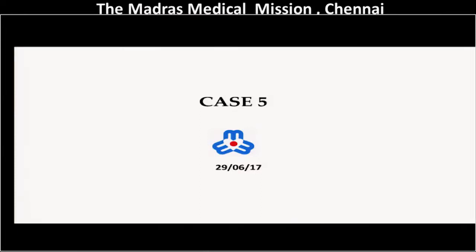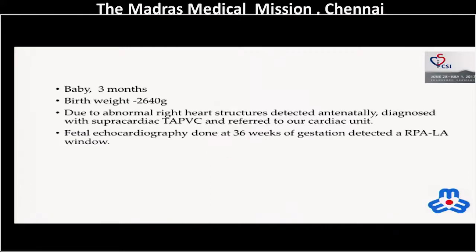Good afternoon, everybody. This is Sean. I'm going to be taking you through the clinical presentation of the next case. This is a baby 3 months of age, current with a birth weight of 2.6 kilograms. Due to an abnormal right heart structure detected antenatally, the baby was diagnosed with supracardiac TAPVC and referred to our cardiac unit here at M Hospital. Subsequently, a fetal echocardiography done at 36 weeks of gestation detected an RPA to LA window.